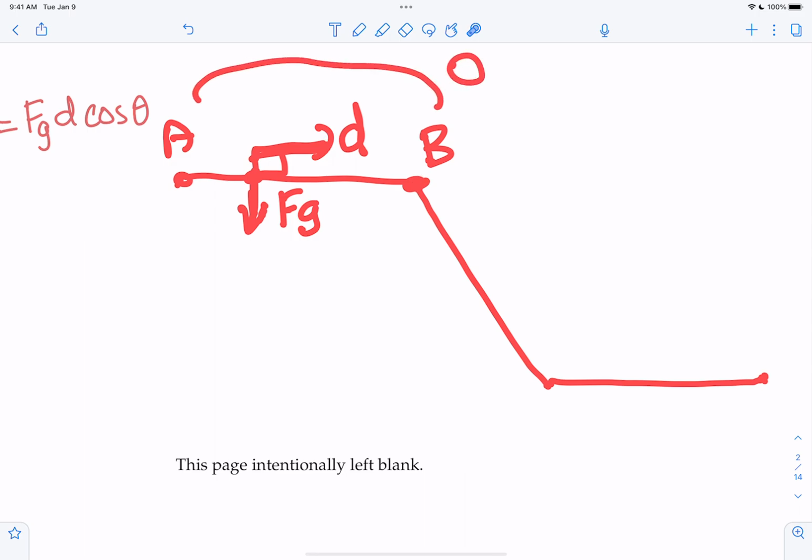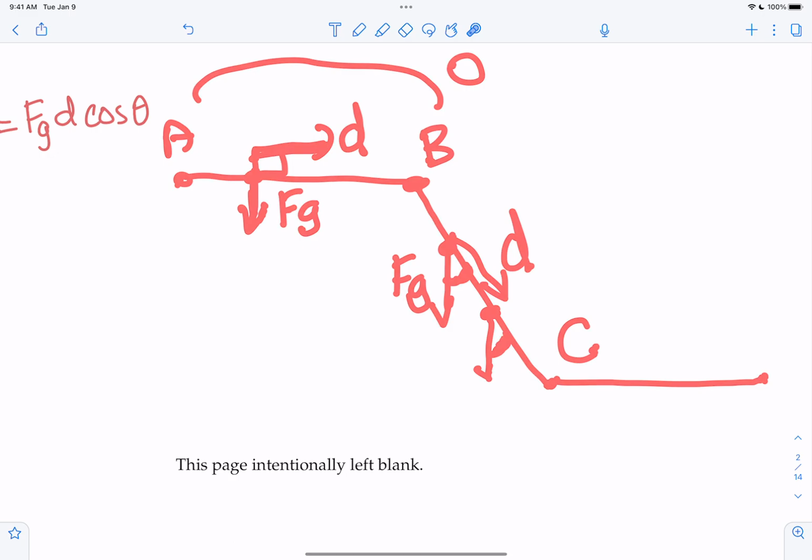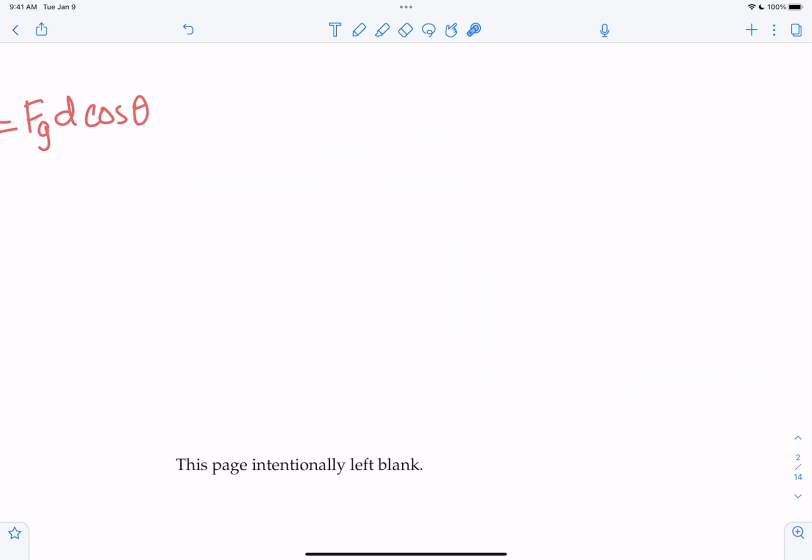How about from point B to point C? Well, in order to figure out what the angle would be, the force of gravity always points downwards, and my direction is this way along the slope. So I'd have to find out what this angle is. Say, for example, if this angle here was different too, I'd have to find out the angle there as well. So unless they give you that angle, it's going to be impossible to externalize the force of gravity.